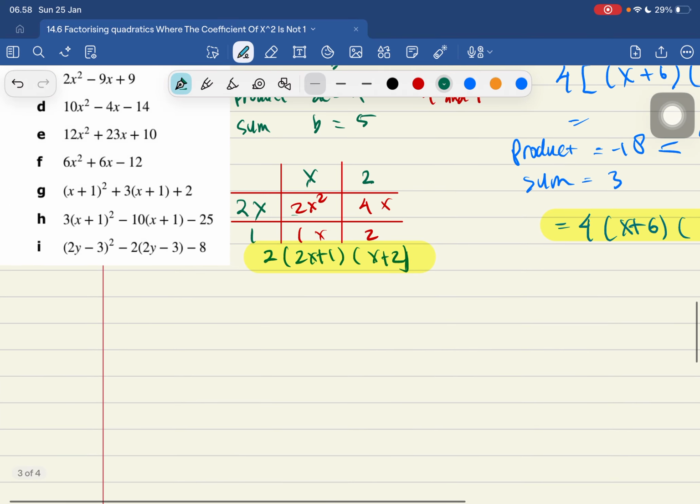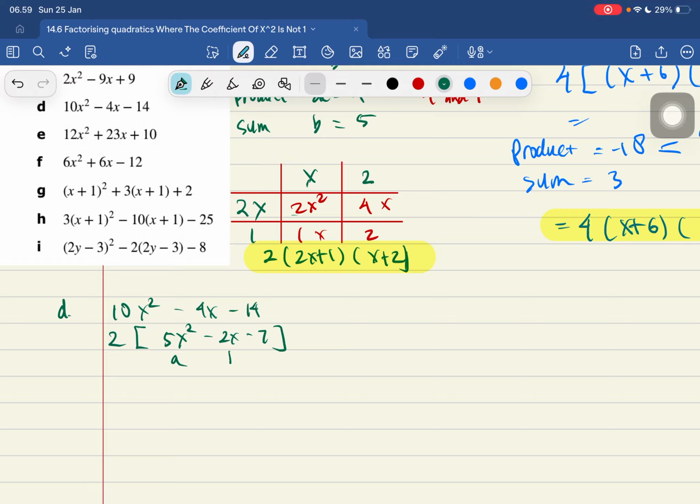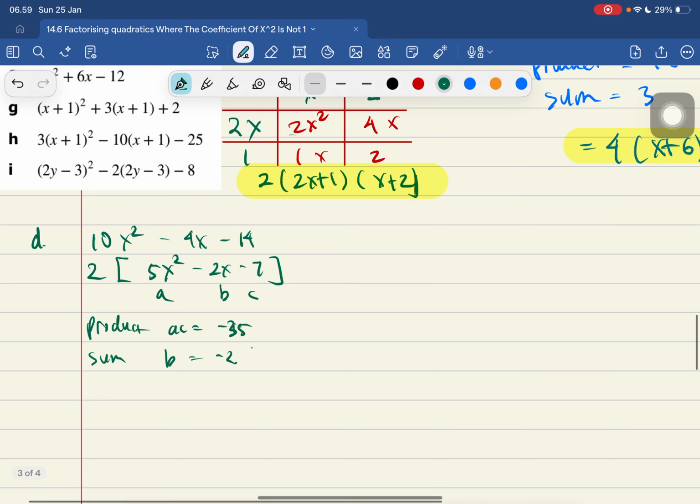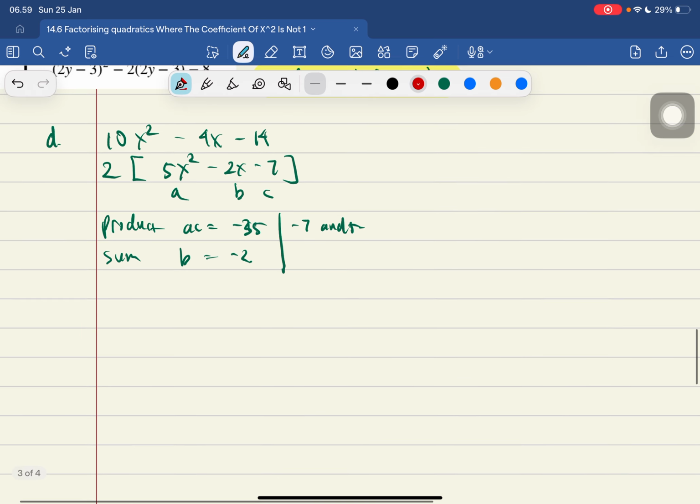Let's continue D. D, we got 10x squared minus 4x minus 14. Their highest common factor is 2, so we make it 5x squared minus 2x minus 7. This is A, B, C. We need to find the product of AC, which is minus 35, and the sum of B, which is minus 2. Okay, we got it. These two numbers are minus 7 and 5. So we'll just put it into the table.